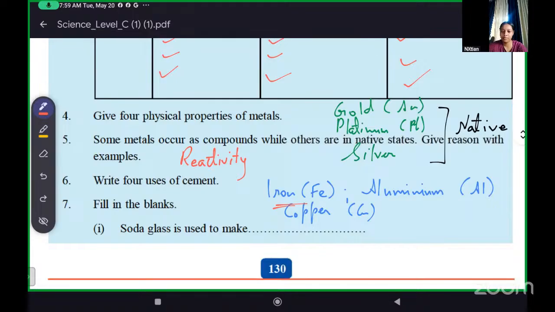Also, aluminium is very reactive and it is found in nature as a part of minerals such as bauxite. Also, copper is moderately reactive and occurs in the form of copper sulfide ores, like CuFeS2, Cu2O. So all of them form compounds. They exist in nature in the form of compounds.